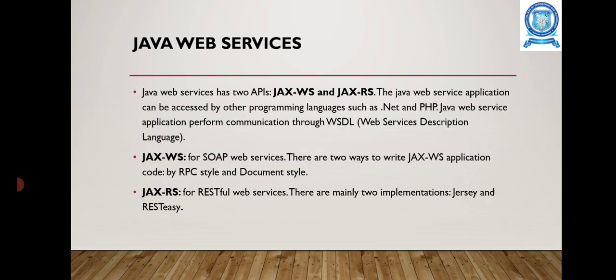Java web services. Java web services has two APIs. First one is JAX-WS, second one is JAX-RS. The Java web service application can be accessed by other programming languages such as .NET and PHP. Java web service application programs communicate through the WSDL, that means Web Services Description Language. JAX-WS is for SOAP web services. There are two ways to write the JAX-WS application code, by RPC style and also the document style.